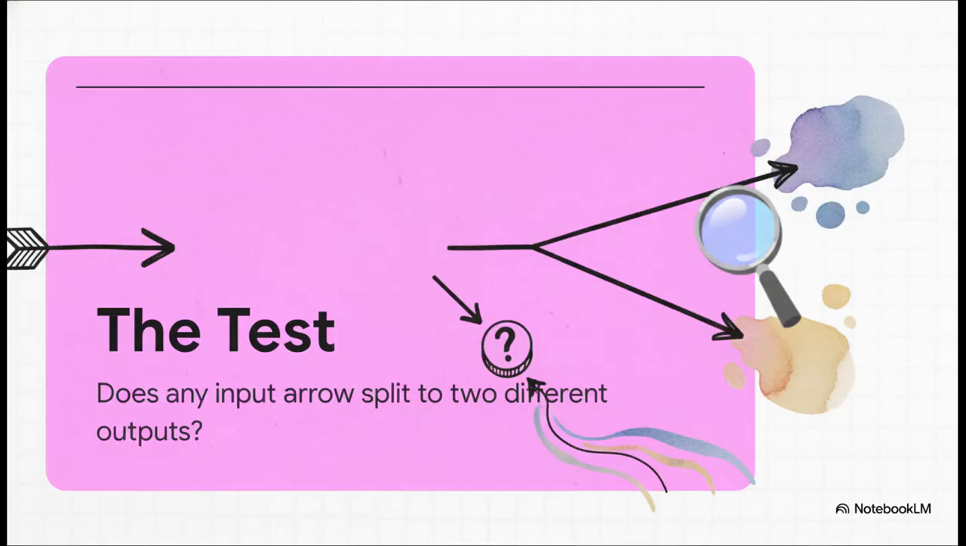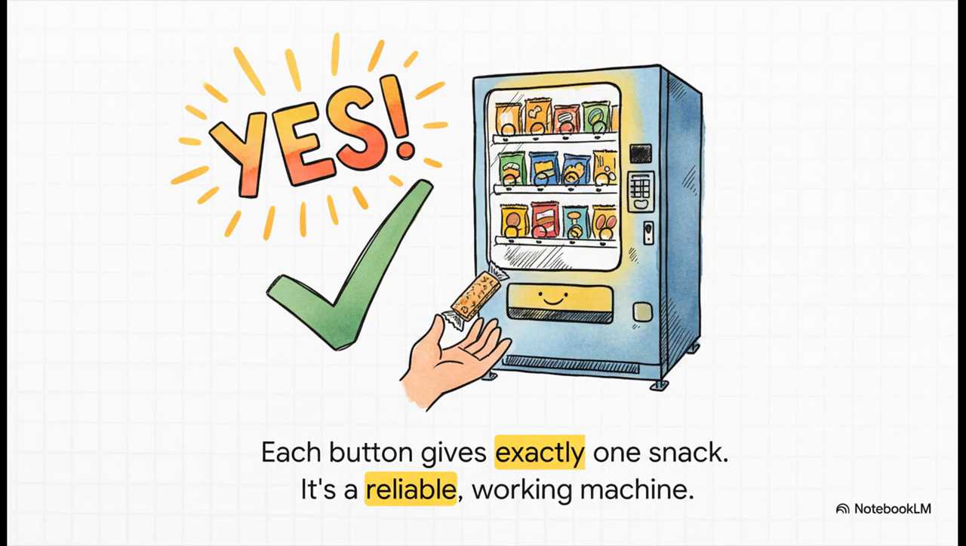So here's how we test it. We just ask one question. Does any single input on the left, any single button, try to go to two different outputs on the right? Is any button being unpredictable? And the answer is yes, this is a function. Every input has exactly one output. It's clean, it's reliable, it's a perfectly working vending machine.